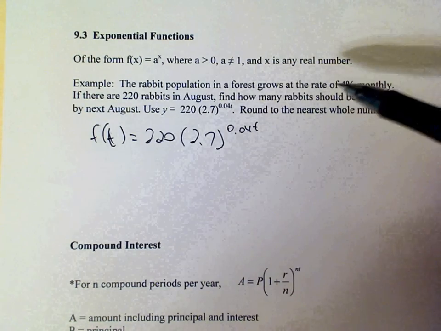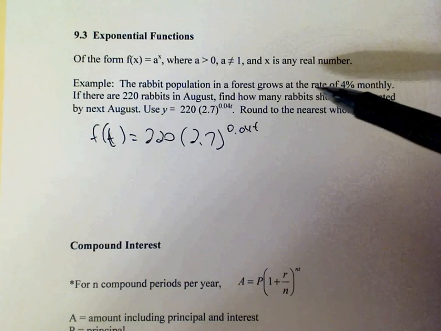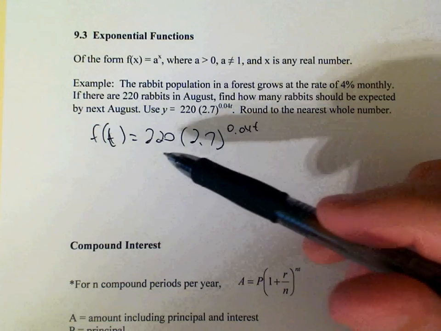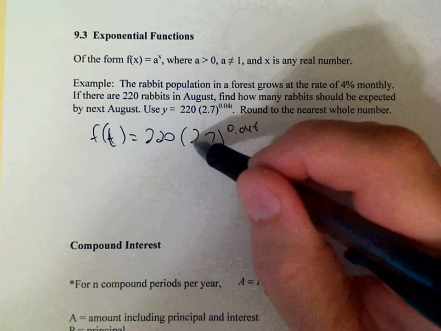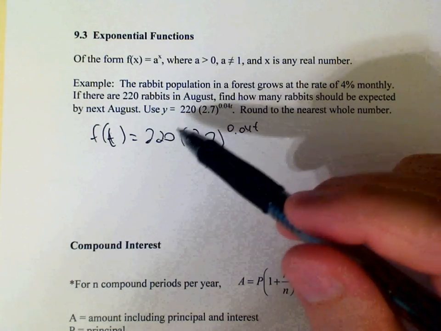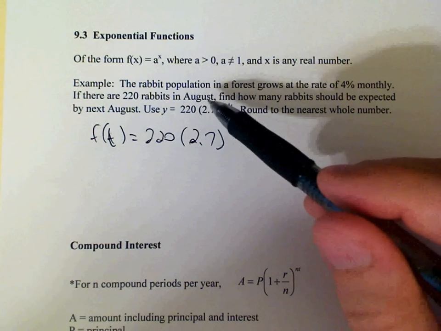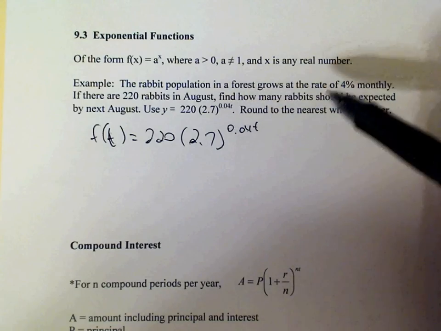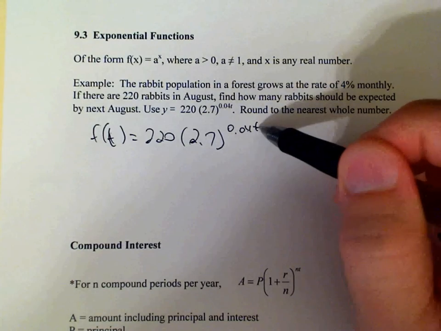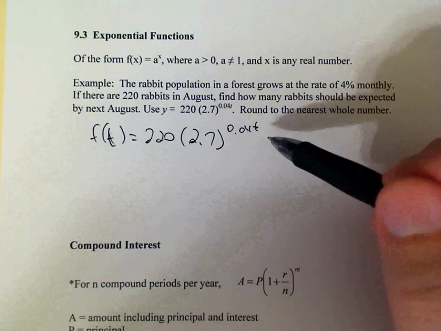But look at this one right here. It says that there are 220 rabbits in August. Find how many rabbits should be expected by next August. The 220 is already accounted for in the equation, or in the function. But right now, if there's 220 in August, that means that we're starting with August of 1 year, and we want to know how many more rabbits there are by next August. So you have to use some real life thinking to be able to figure out how much time has elapsed.